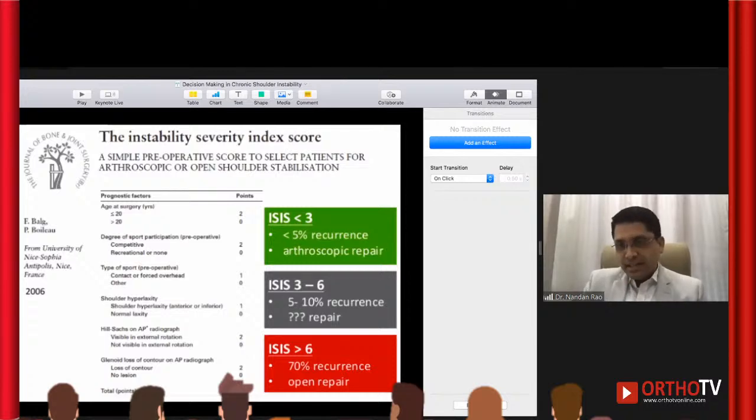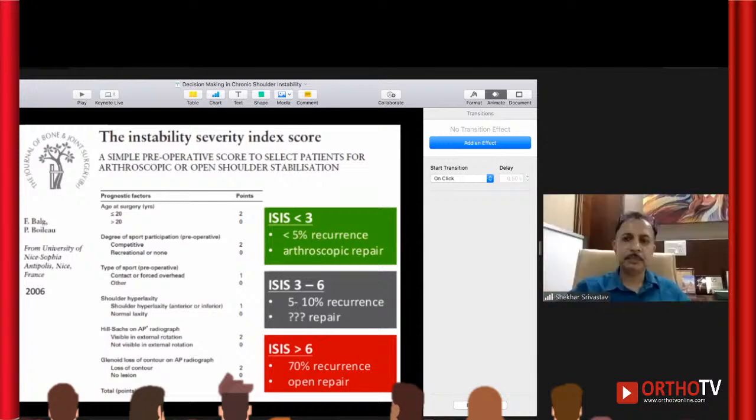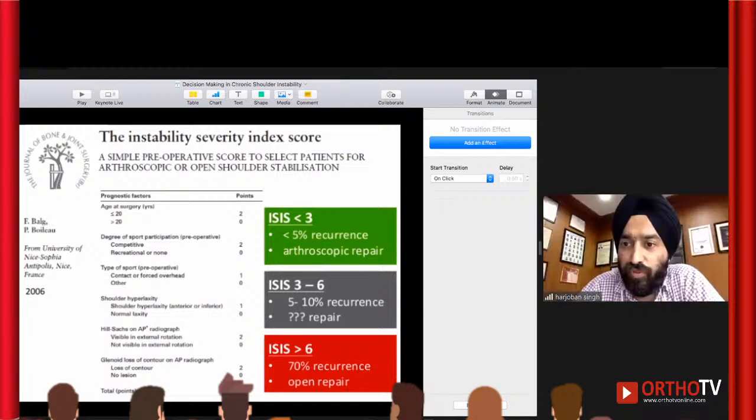And if it is less, around that 10%, you can be more liberal with your remplissage. So for a lesser bone loss, you'll be more likely to do an open for an athlete versus a non-athlete. Yes, patient profile matters a lot. Now, in those cases where you are suspecting bone loss, which investigation would you prefer, Harjovan? I think for assessing bone loss, CT scan is still the best investigation.